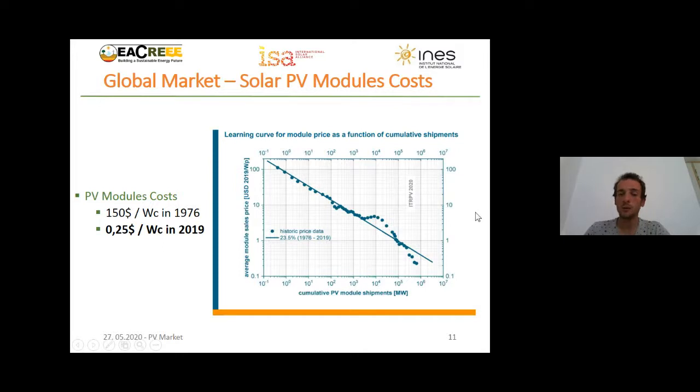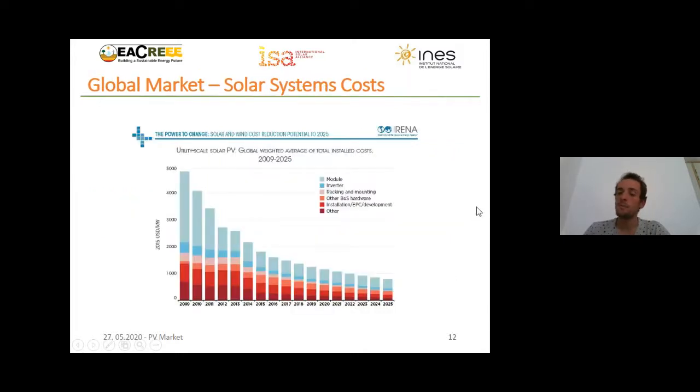This was only for module costs, but in a solar PV system, you have a lot of components, not only PV modules, of course. You also have inverters that can convert the DC current into AC current. You have, of course, some racking and mounting to support the PV modules. You can have other balance of system components.